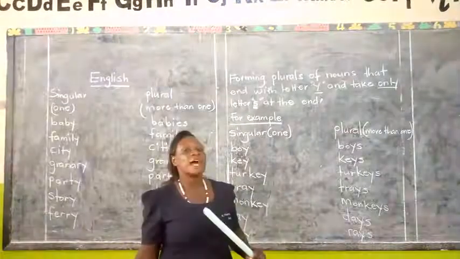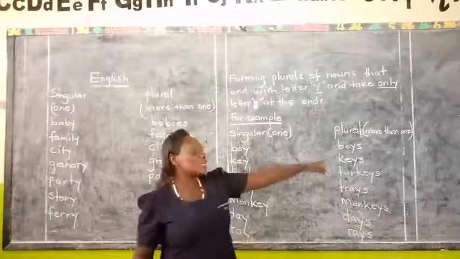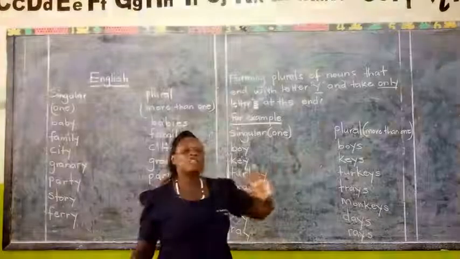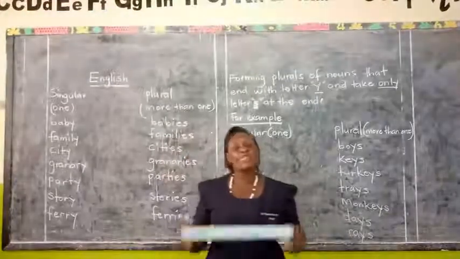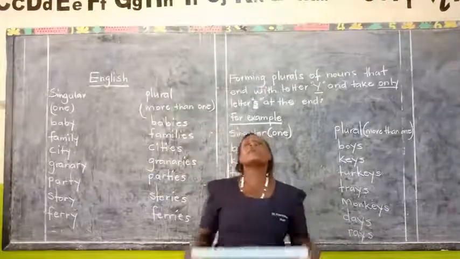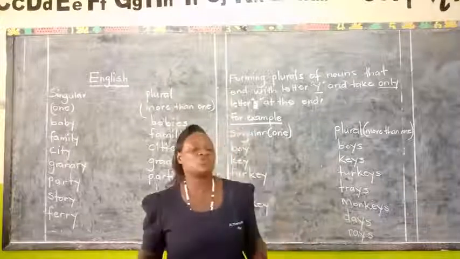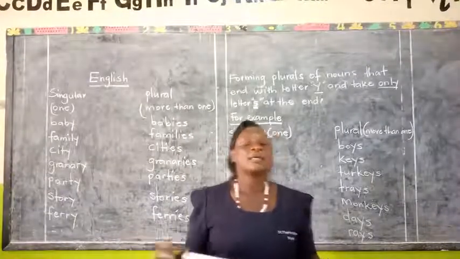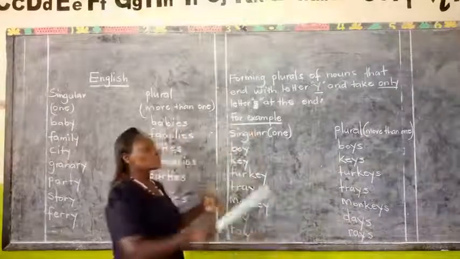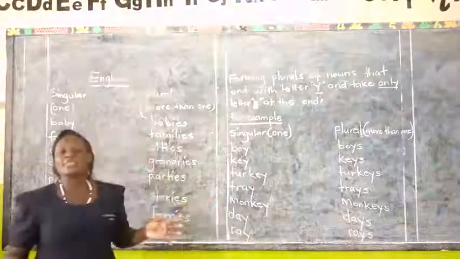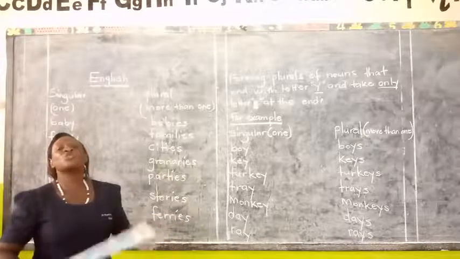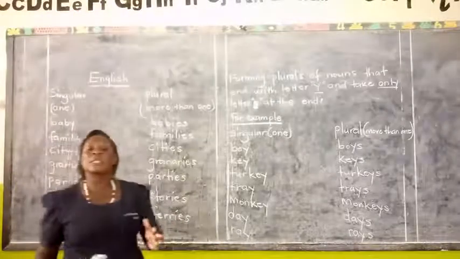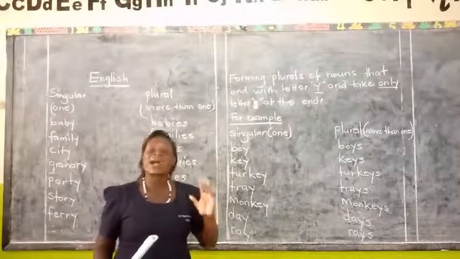Now get ready for the activity. I'm going to put the activity there. Are we together? Now, you will get your free time, get your books, and list as many as possible. List so many in your books, those ones which end with the letter Y. Then it's up to you to choose which one takes IES and which one takes only letter S.